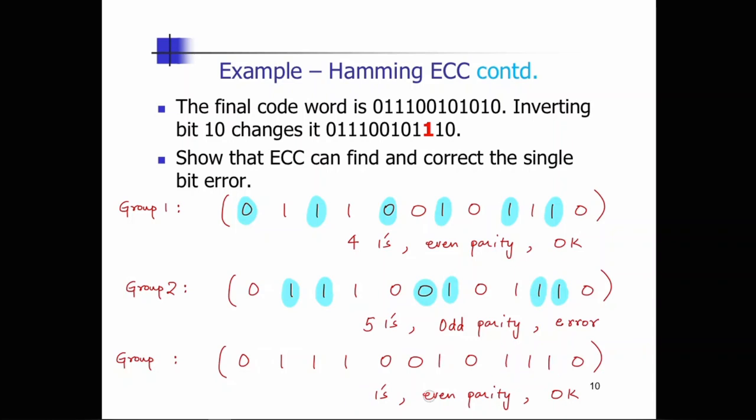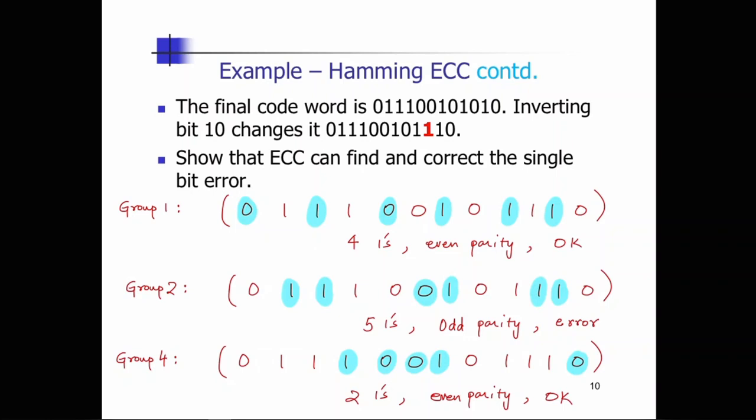Number of ones, I don't know. So this is group 4. For group 4, the locations are going to be 4 5 6 7. So that's starting from here, 4 5 6 7, and then I also have 12. This is going to have, what is that, 2 ones. So even parity, that means this is going to be okay.